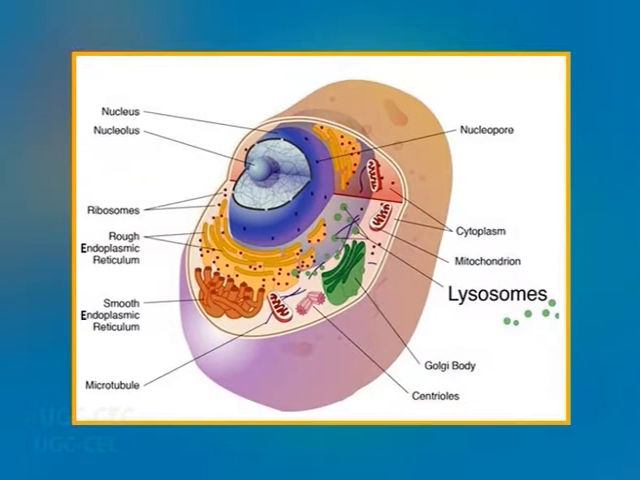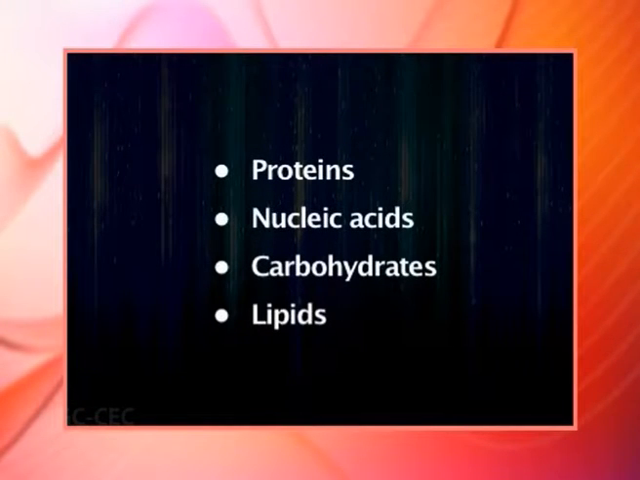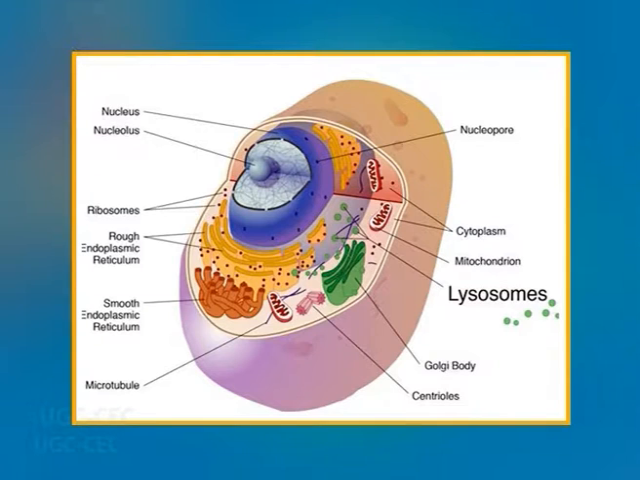Lysosomes are membrane-enclosed organelles that contain an array of enzymes capable of breaking down all types of biological polymers: proteins, nucleic acids, carbohydrates and lipids. Lysosomes function as the digestive system of the cell, serving both to degrade material taken up from outside the cell and to digest obsolete components of the cell itself. Discovered and named by Belgian biologist Christian de Duve in 1974.